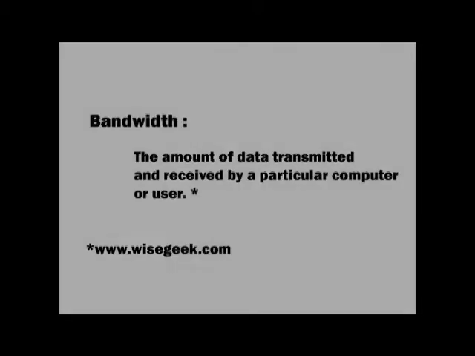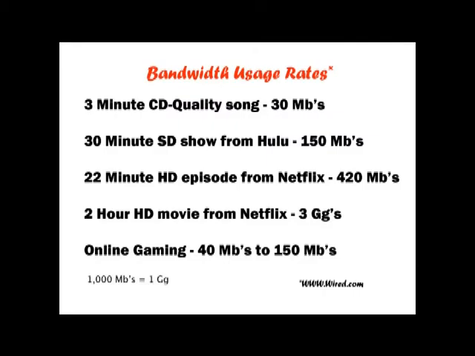Well, how much bandwidth does a movie from Netflix use, or how much bandwidth is used downloading a song? According to Wired.com, downloading a 3-minute CD quality song uses about 30 megs. Streaming a 30-minute standard def show from Hulu uses about 150 megabytes. Streaming a 22-minute HD episode of a show from Netflix uses about 420 megabytes. Streaming a 2-hour HD movie from Netflix uses a little more than 3 gigs of bandwidth. Online gaming can use from 40 megs to 150 megs per hour depending on the number of players and who is hosting the multiplayer game.